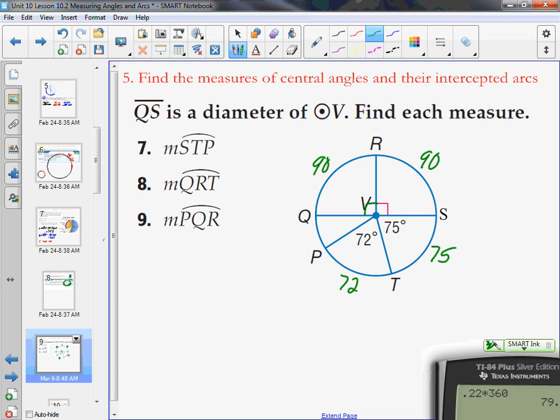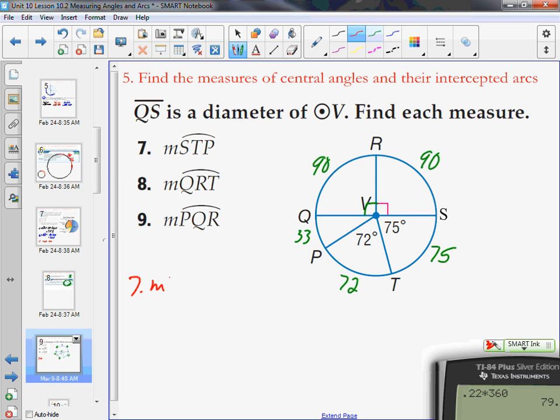Now, we've got one arc whose measure we don't know. Let's figure it out. Doing this, isn't this a semicircle? So 72 plus 75 is 147. So won't the measure of QP be whatever 180 minus 147 is? And what is 180 minus 147? What is it? 33. So look, now answering these questions is just going to be arithmetic. You with me?